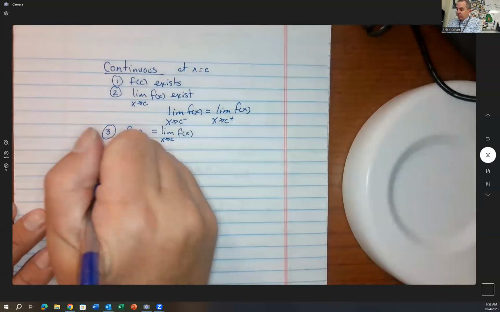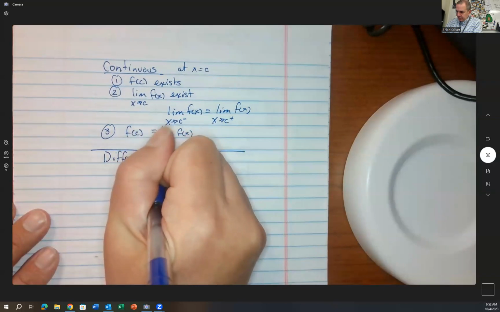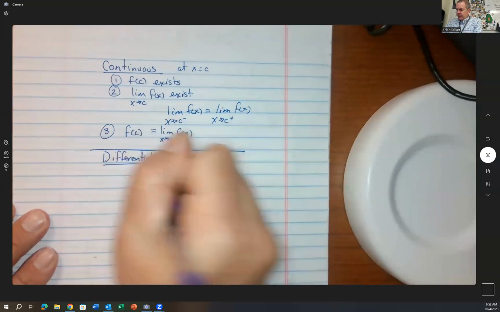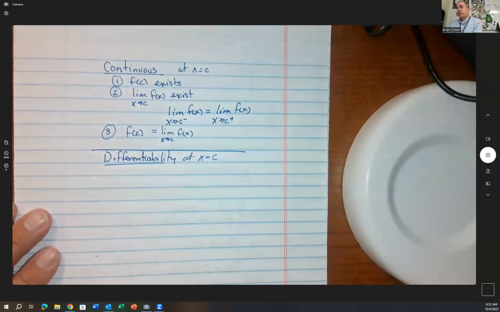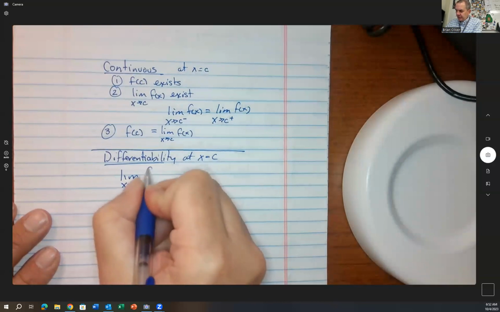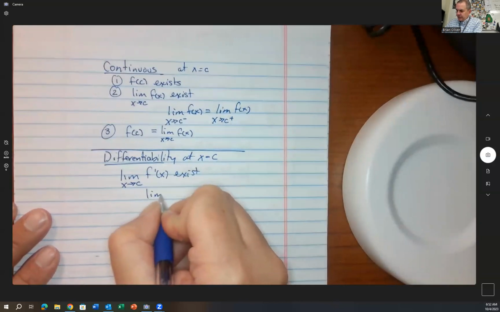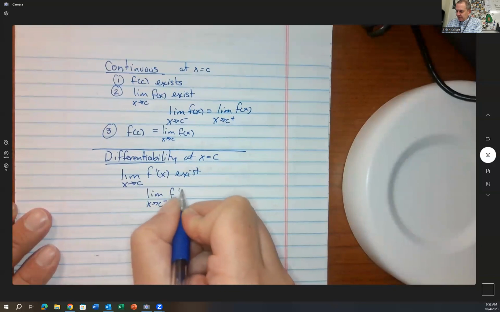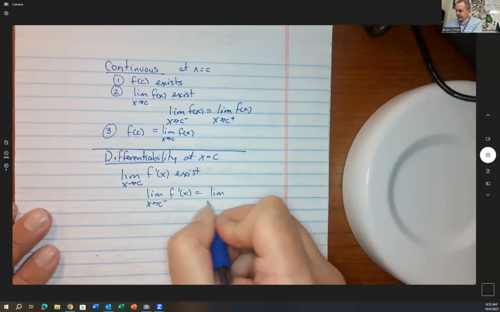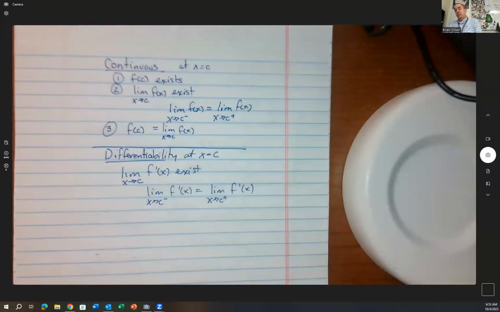Okay. For differentiability at x equals c, the only thing we need to do is prove that limit. The limit as x approaches c of f prime of x has to exist. In other words, the limit as x approaches c from the left of f prime of x has to equal the limit as x approaches c from the right of f prime of x. That's the only thing you have to prove for differentiability. So what you're going to do is take the derivative of your original function and just check the limit. And that's how we do differentiability.